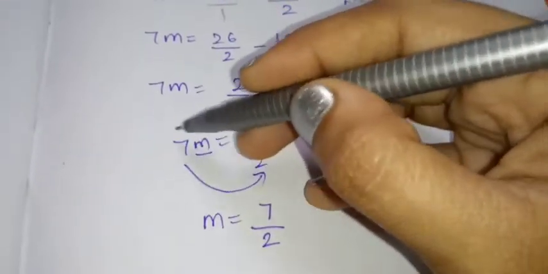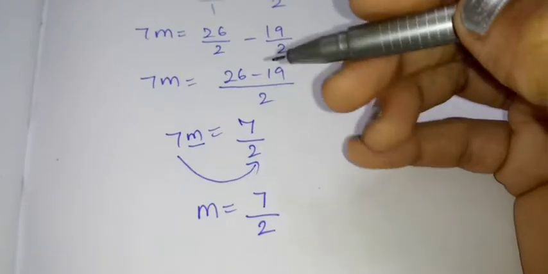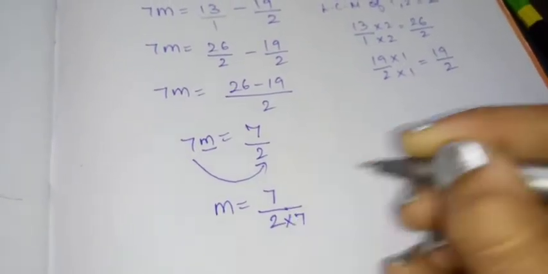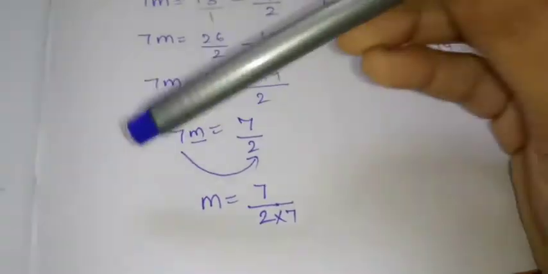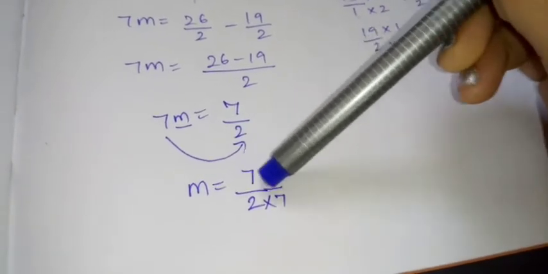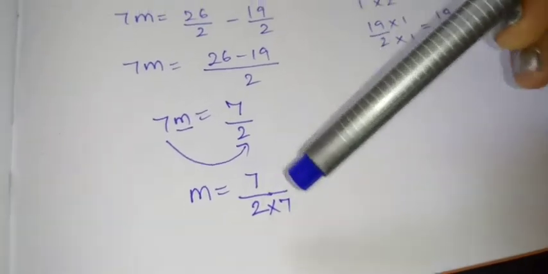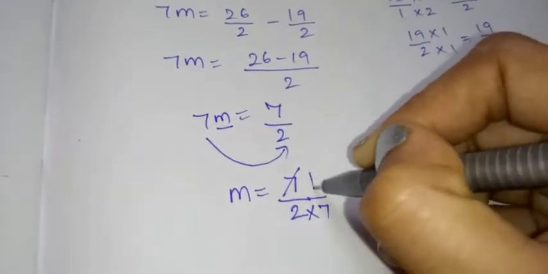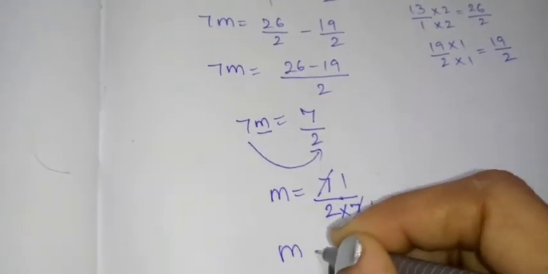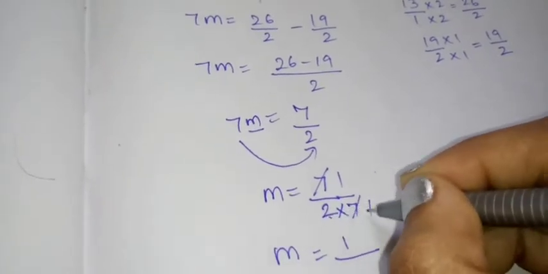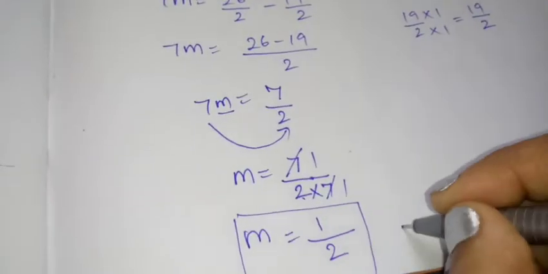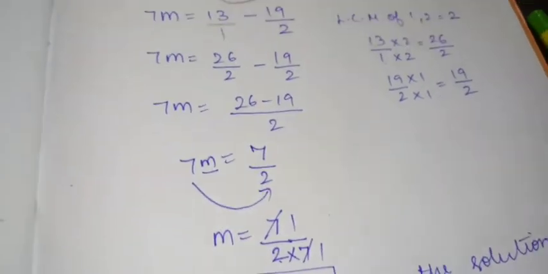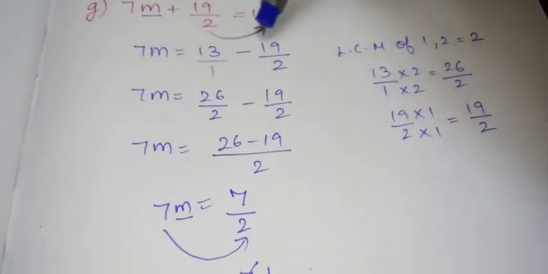This 7 is actually multiplied, so if it goes that side, it becomes division. Division means where will you write it? You will write it in the denominator. Do you remember this? Yes, division means denominator. If it is multiplication, you will write it in the numerator. If it is a division, you will write it in the denominator. 7 sevens are 1. So m is equal to 1 divided by 2 into 1, 2. So m is equal to 1 by 2 is the solution of the given equation. Okay, listen. I am shifting this digit to that side.